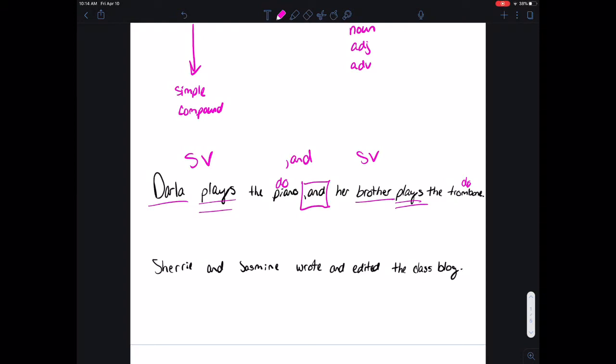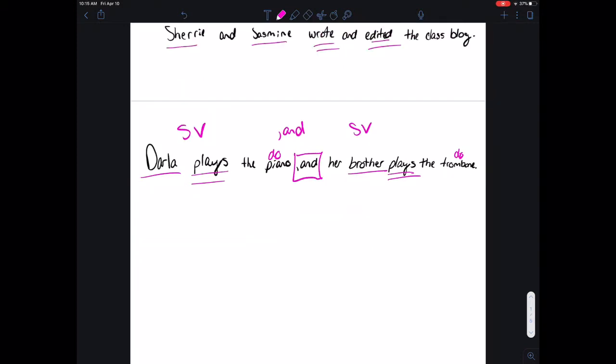All right. Sherry and Jasmine wrote and edited the class blog. Sherry and Jasmine are my subjects. Wrote and edited are my verbs. Now you'll notice this one's different. Yes, we have two subjects and two verbs, but it's not a compound sentence. This is actually a simple sentence. It just happens to have compound subjects and compound verbs. So this first one was compound. This second one was simple.